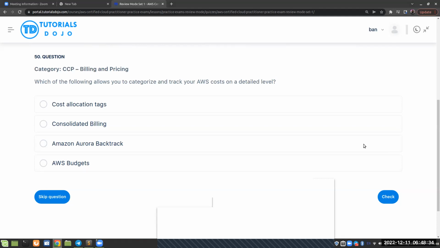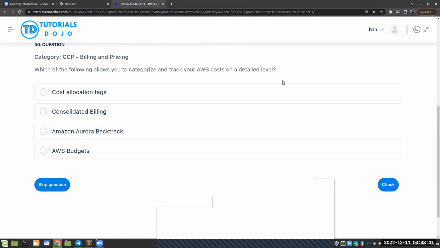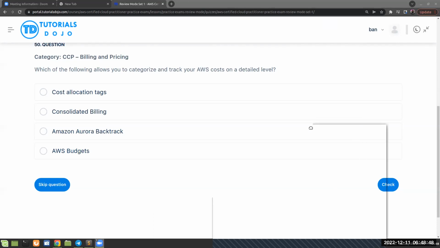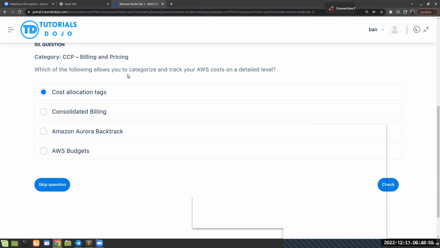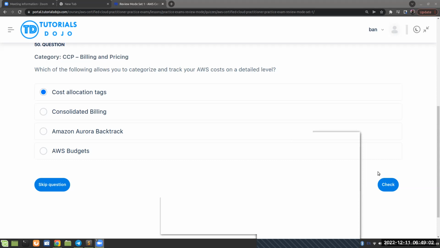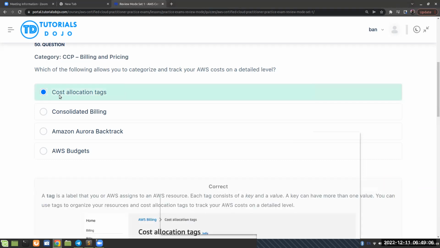So next question is for you, Kinyoy. Which of the following allows you to categorize and track your AWS cost on a detailed level? Cost allocation tags. Okay. So allows you to categorize and track your AWS costs on a detailed level. Okay, I see that's supported. All right, so that's A.